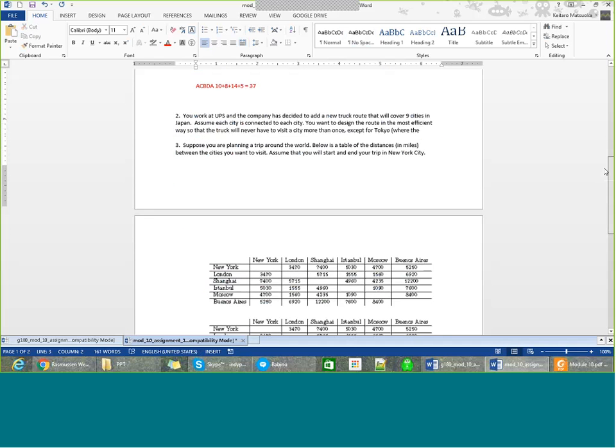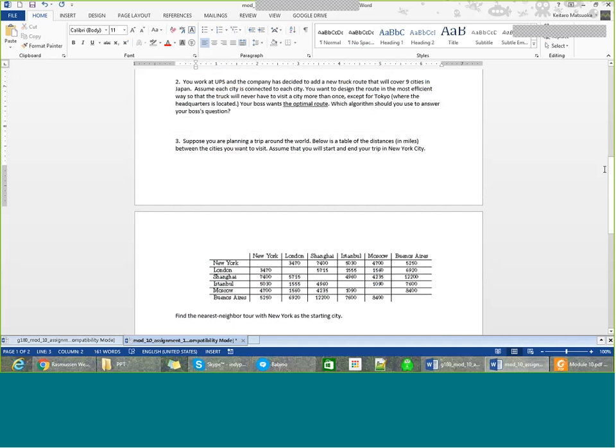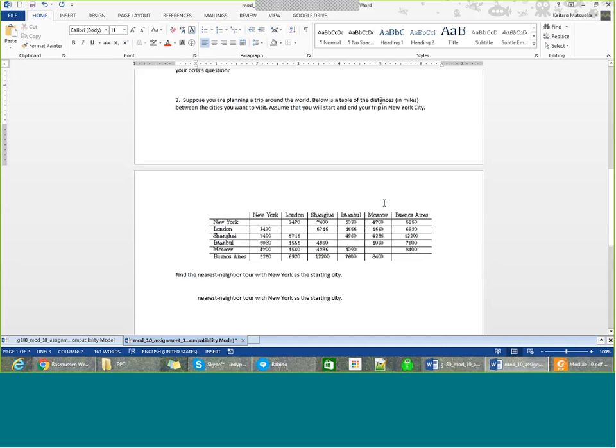All right, so number 2, it's pretty easy. You only know 2 algorithms, either the brute force or the nearest neighbor. So read the problem and then see which one you think is the right one to pick for number 2. You only have 2 choices. So number 3 is the nearest neighbor tour, and you're restricted to start from New York City.